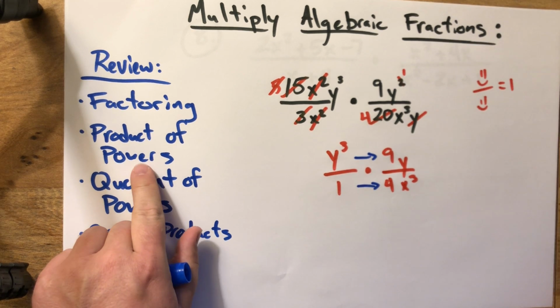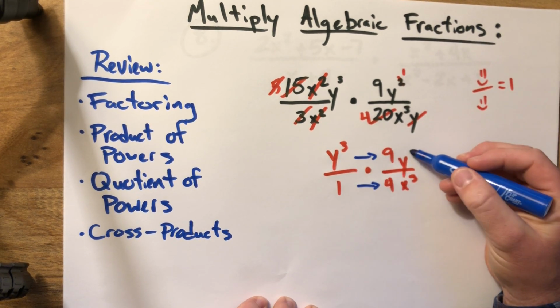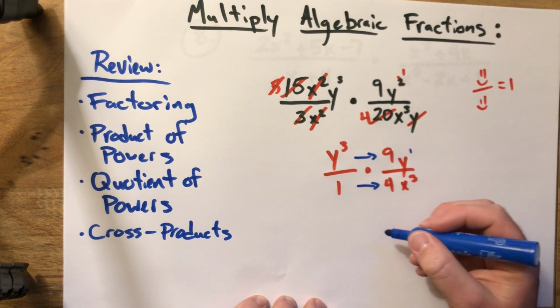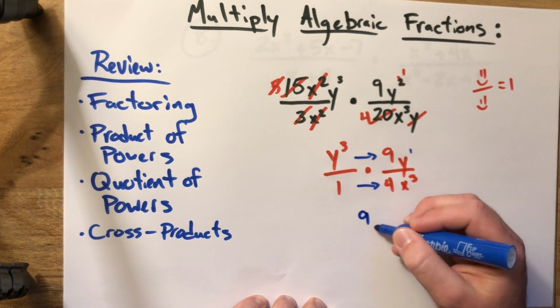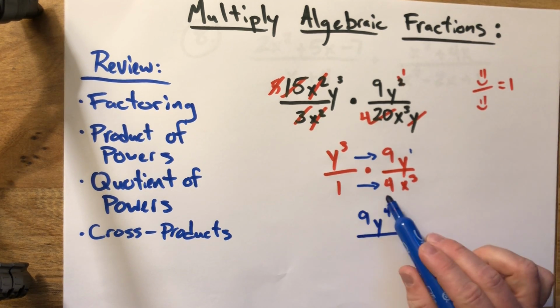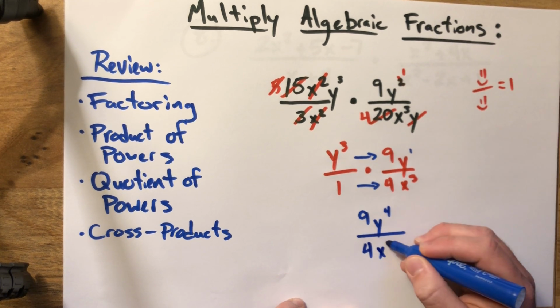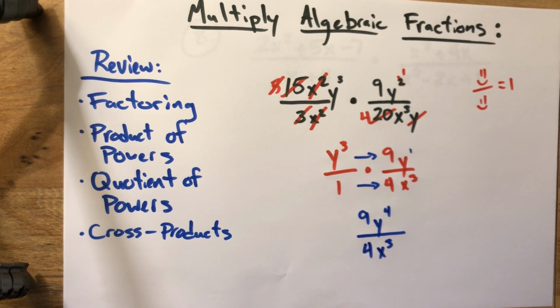So this is going to be where we're going to use our product of powers property. So I have y to the third and y to the first would make y to the fourth. So that means 9y to the fourth. And 1 times 4x to the third is just 4x to the third. Double check that nothing else will simplify. I don't think it does, so that's going to be our answer.